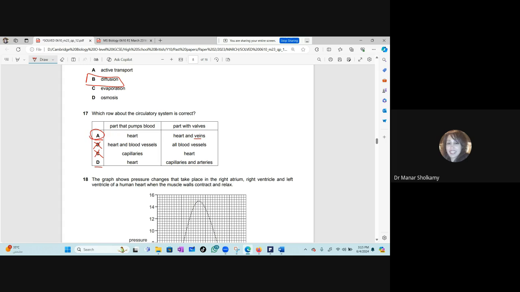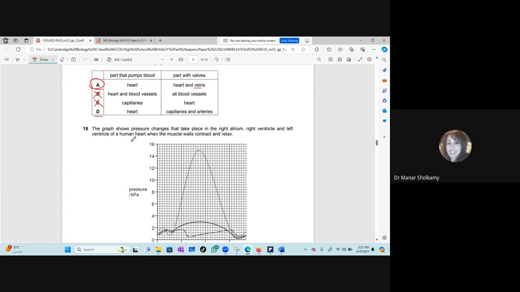Of course, very easy. Sometimes when we answer difficult multiple choice questions, especially in the future, like next year, we answer by exclusion. We look for the wrong answers and then we exclude them and then we will have one correct answer. The graph shows pressure changes that take place in the right atrium, right ventricle, and left ventricle of a human heart when the muscle walls contract and relax.